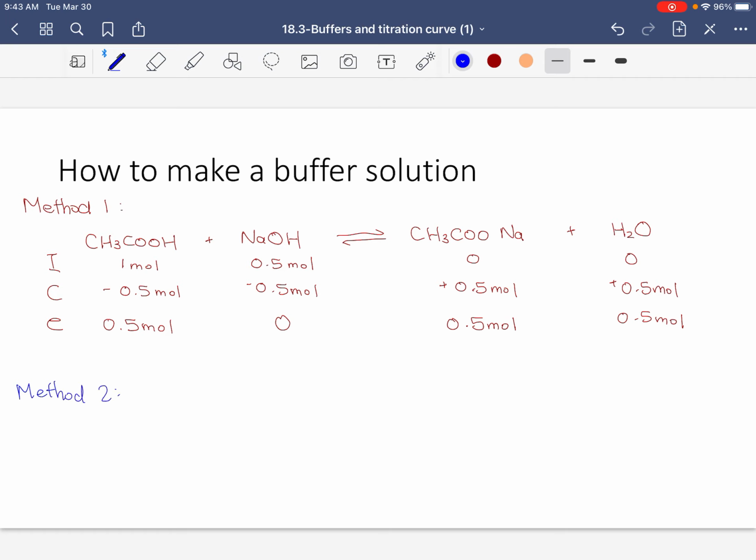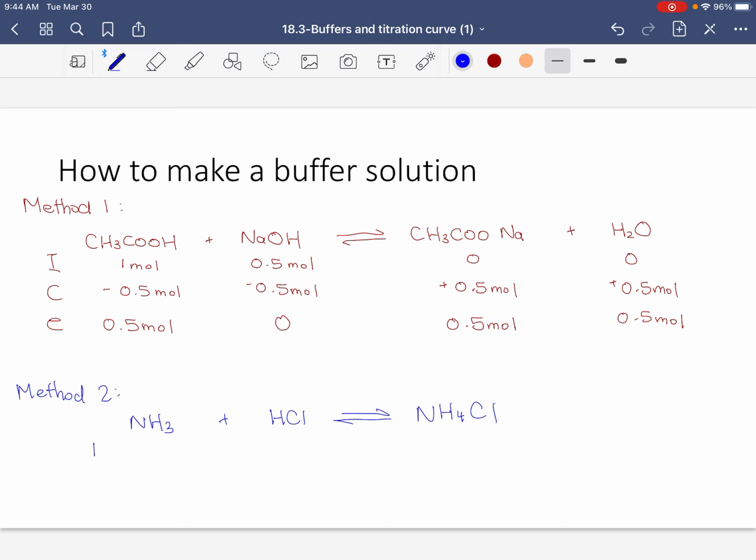Okay, this time I want to make a basic buffer. So I take ammonia, okay, and I will react this with a strong acid like HCl, because this will actually combine to give you NH4Cl. Okay, it's a very simple synthesis reaction.